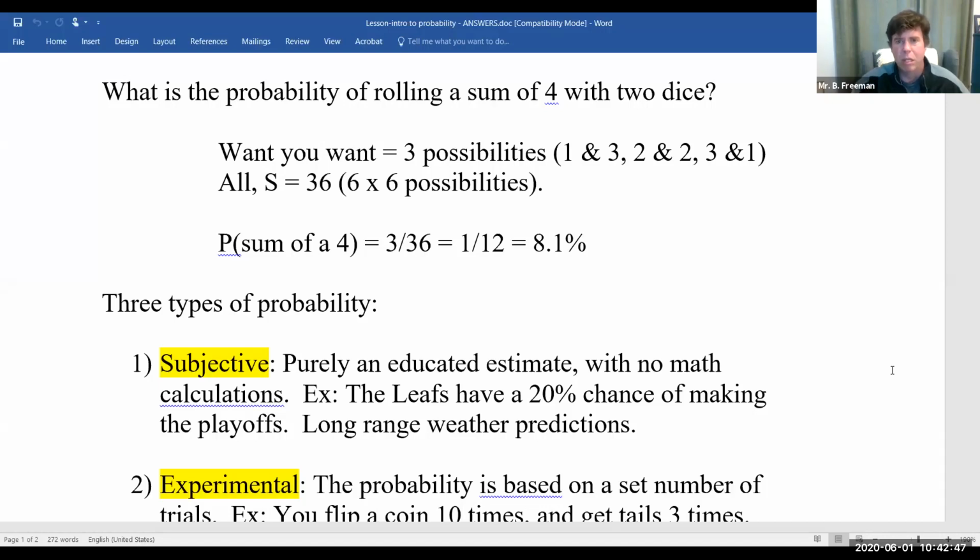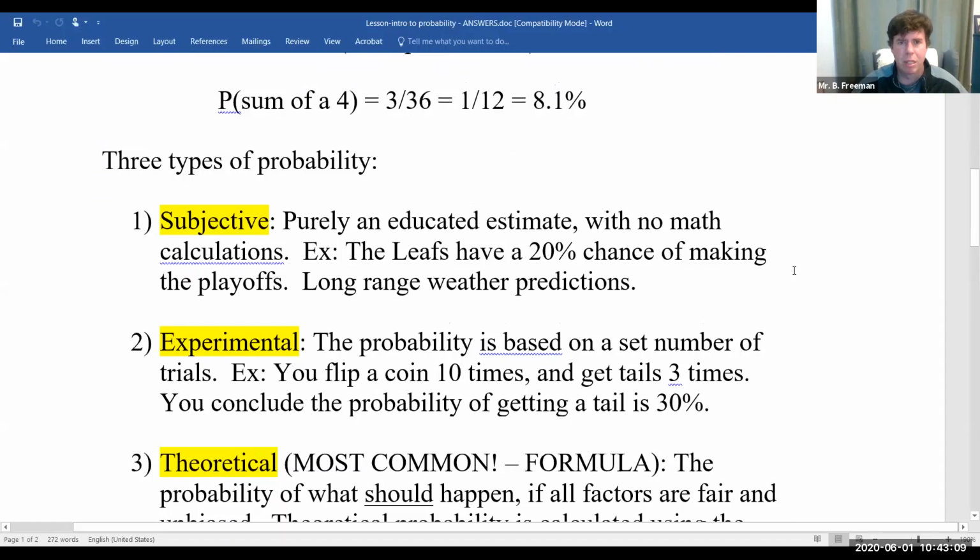So what you want is a 4. There are 3 ways to get a 4. If you roll a 1 and a 3 on the 2 different dice, if you roll a 2 and a 2, or a 3 and a 1. Sample size, it's going to be 36. There are 2 dice, 6 possibilities for the first times 6 possibilities for the second, and you have your 36. So final answer here, probability for a sum of 4 is 3 over 36.